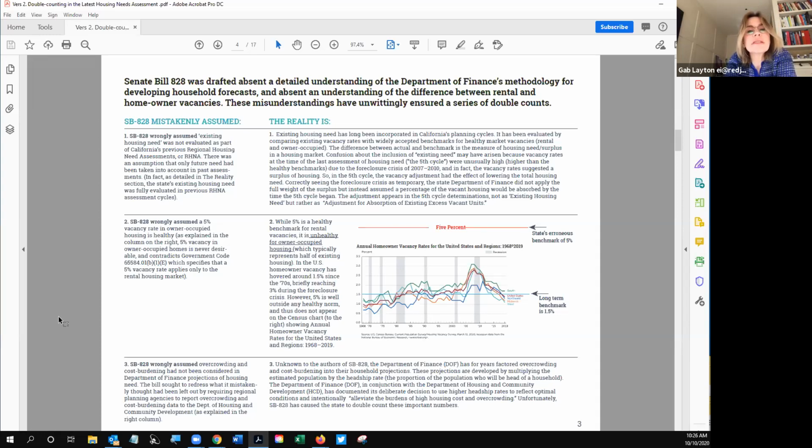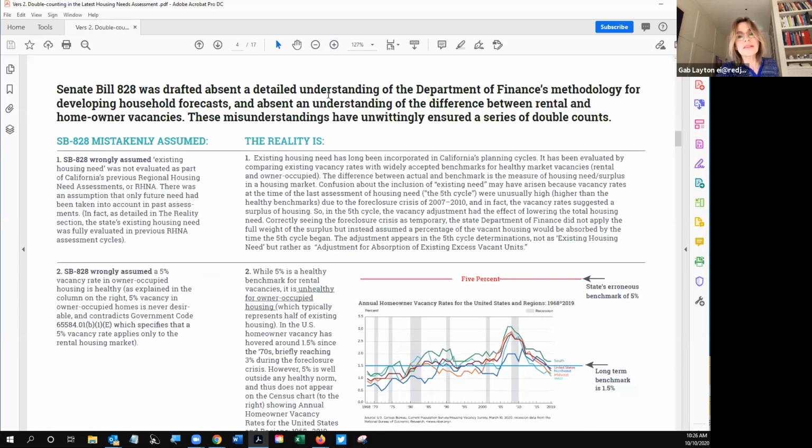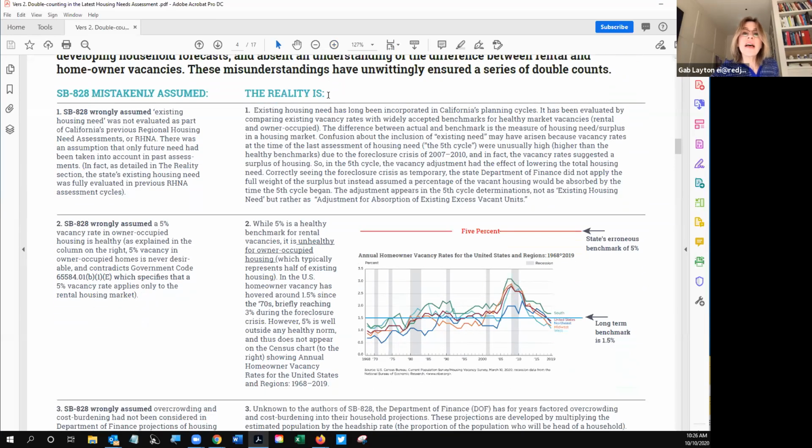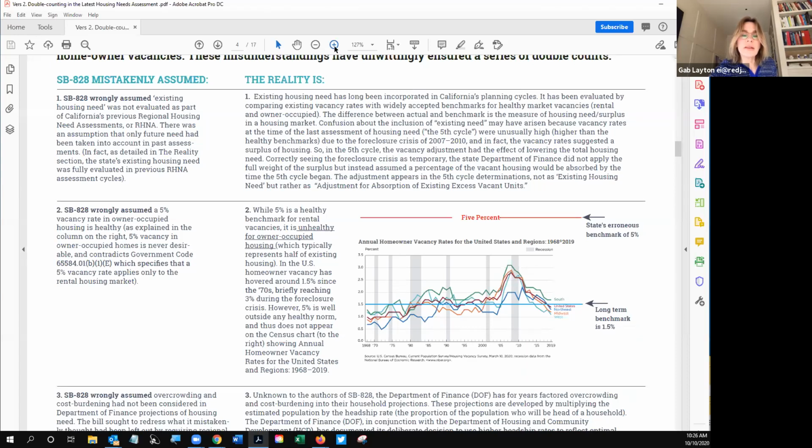The second bucket is the idea of using 5% as a healthy vacancy rate for owner-occupied housing. You can see in that diagram on the right, that's showing you the annual homeowner vacancy rates for the United States since about the late 60s. It's probably hard to see, but the line at the top of the graph says 5%. That's the assumption the state made. In reality, those numbers have really hovered around 1.5%.